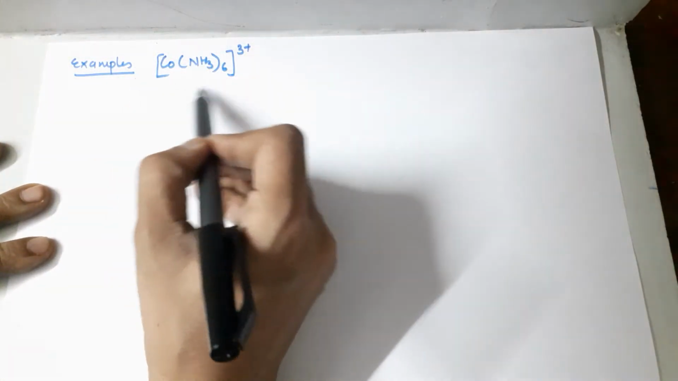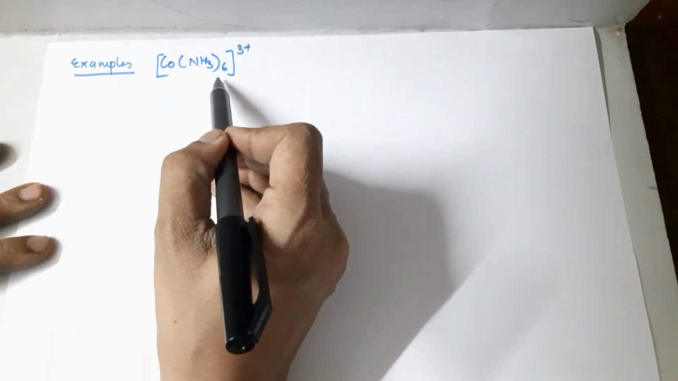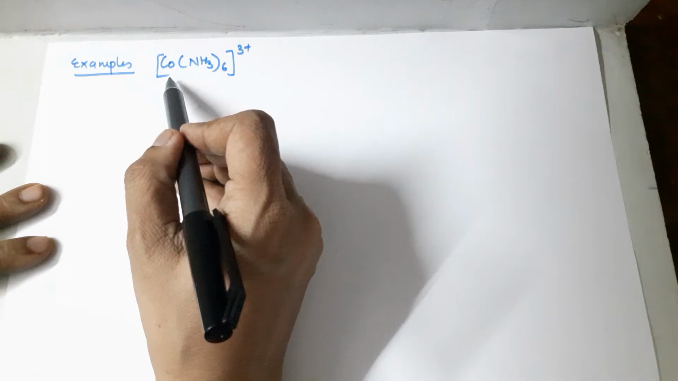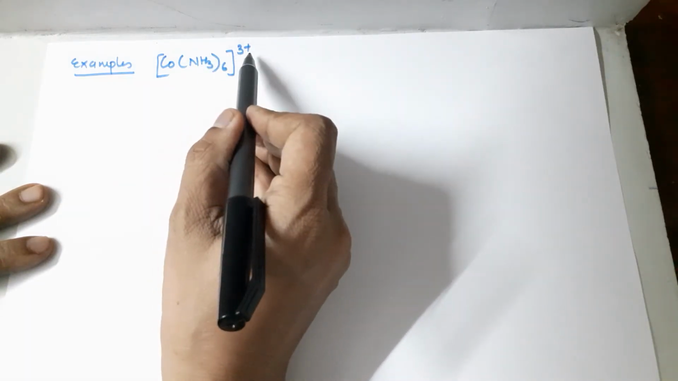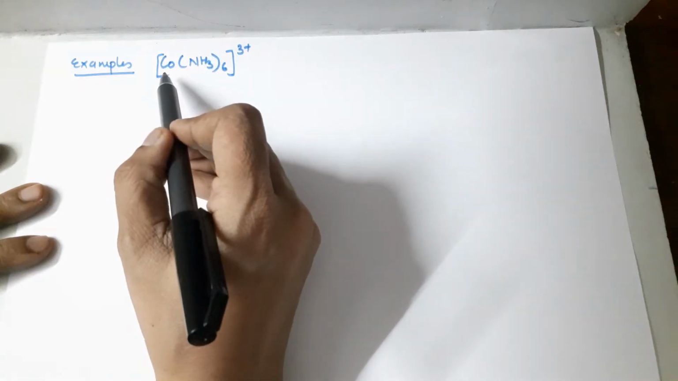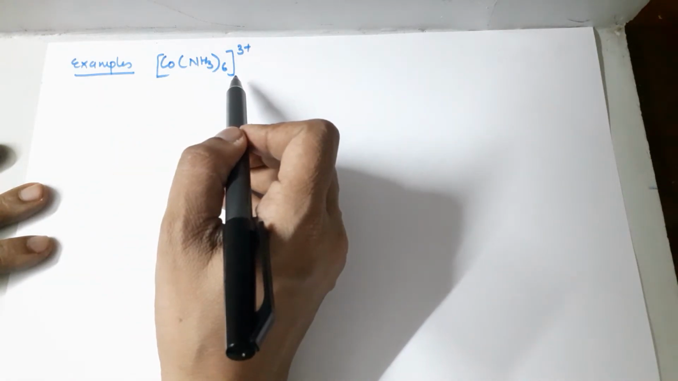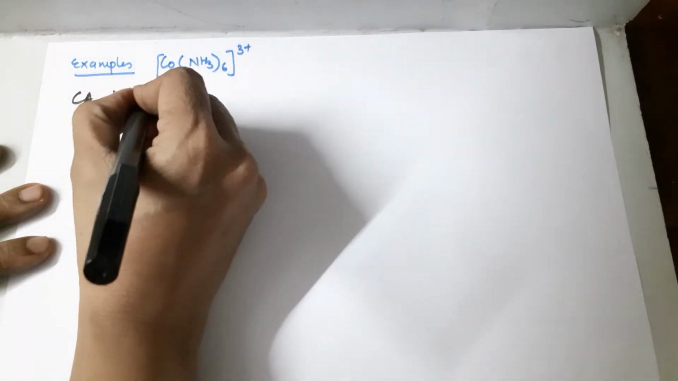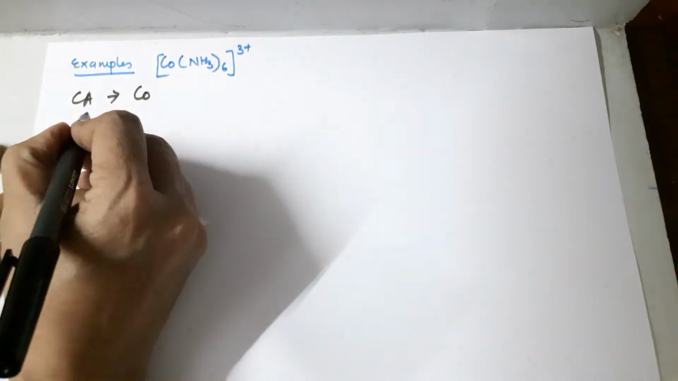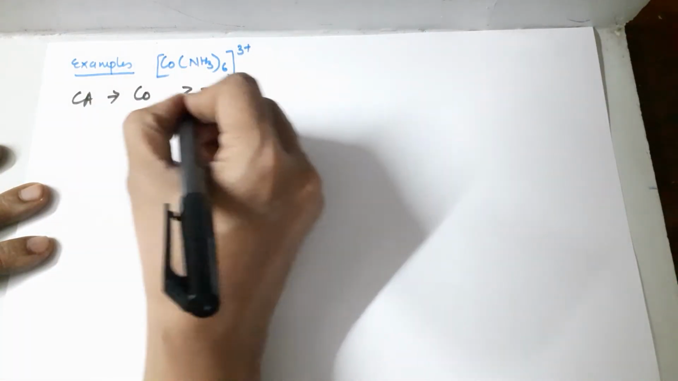Moving on with the first example. What is this? This is hexaamine cobalt. It will be cobalt because it is a positively charged complex. So it is hexaamine cobalt complex. Now moving on further, which is the central atom? The central atom here is cobalt. Now what is the atomic number of the central atom? The atomic number for cobalt is 27.